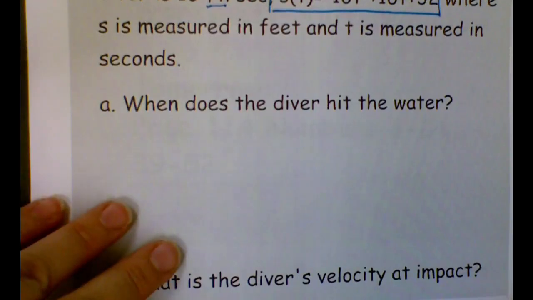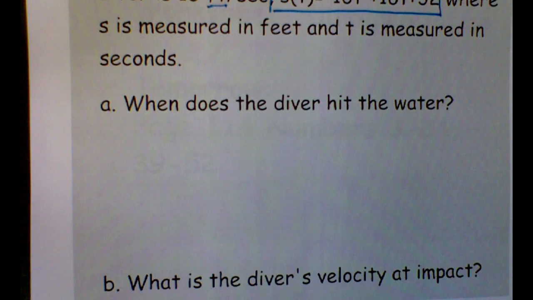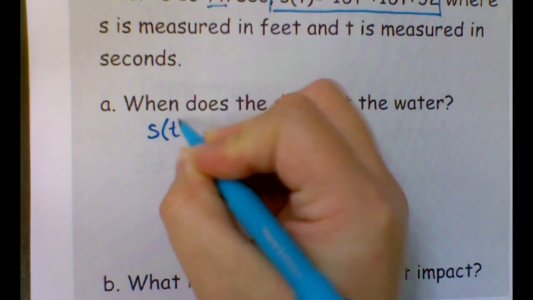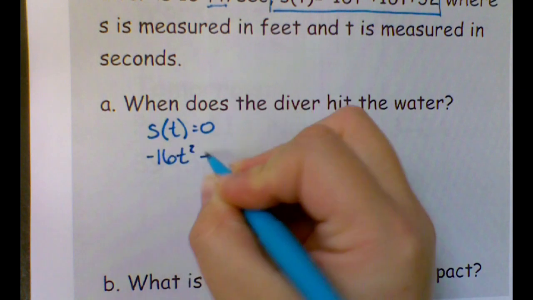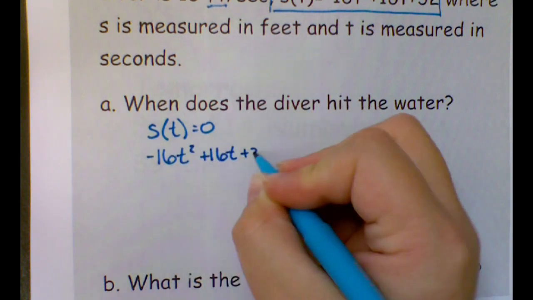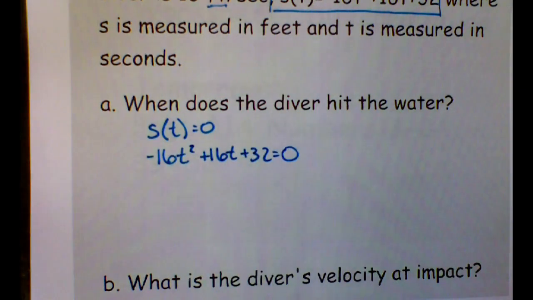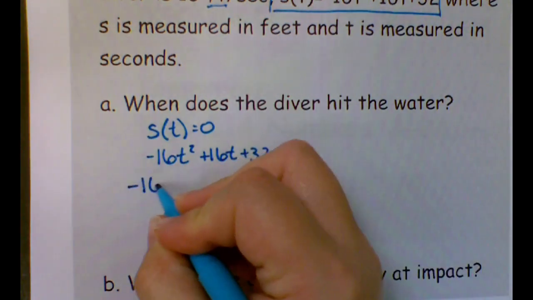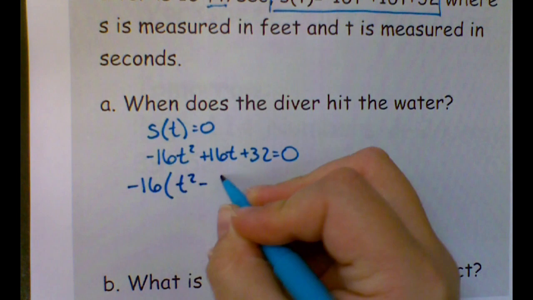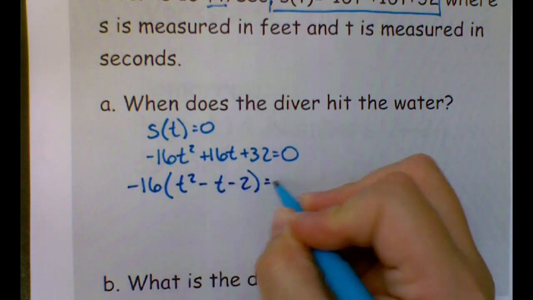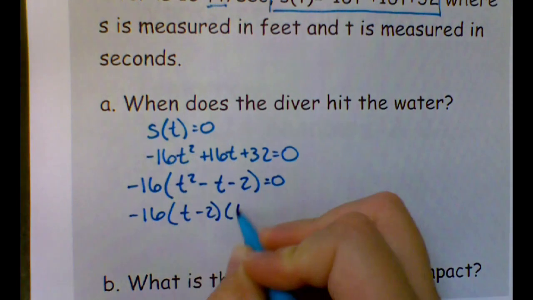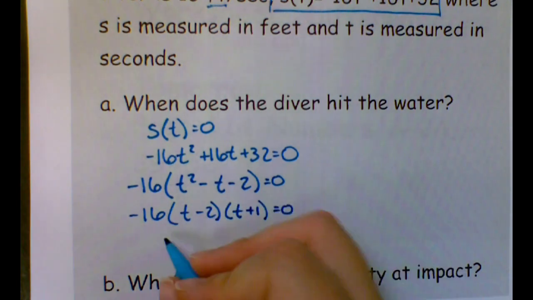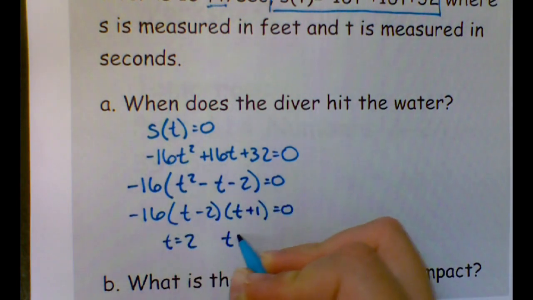When does the diver hit the water? Well, this is not a calculus question. The diver hits the water when s of t equals 0. That's when negative 16t squared plus 16t plus 32 equals 0. Now's a good chance for us to practice our factoring. Let's take out our GCF, which is negative 16. Leaves me t squared minus t minus 2. Then when I factor, I get t minus 2 times t plus 1. So my answers are t equals 2 or t equals negative 1.